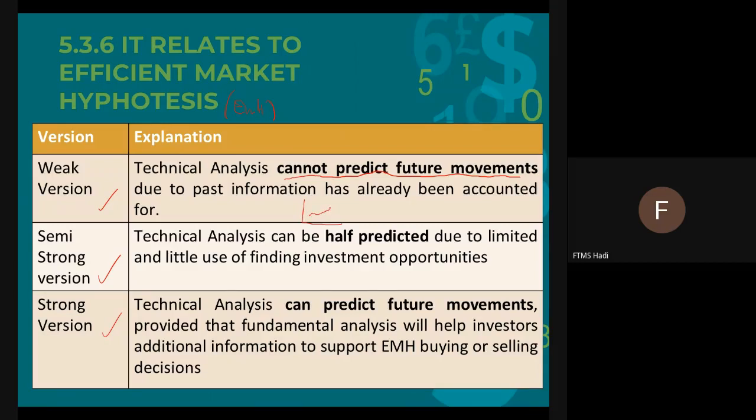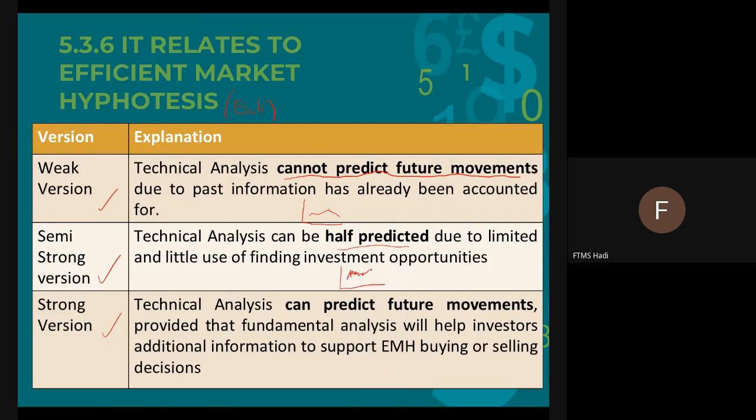Even though there is a bullish, but not much bullish, or bearish, just not many. So the flat trend will make the hypothesis more difficult for investors to predict whether it will be bullish or bearish in the future. But semi-strong means half predicted. Half predicted means it can go down, up a little bit, and then down a little bit, because of the inconsistency there.